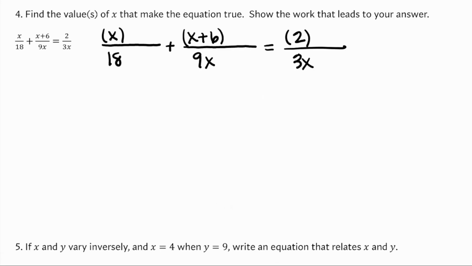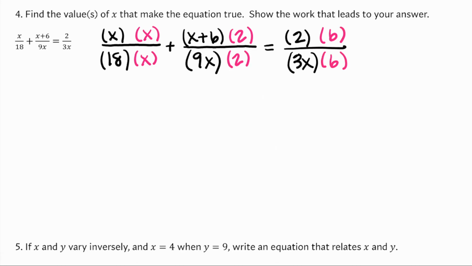And I'm going to need to multiply all this stuff by something else. I'm going to just be careful with my parentheses. And then I'm going to say, okay, what is each thing missing? All right, I'm going for a common denominator of 18x. So I need an x down here, so I got to be fair and add the x up there. 9x I would need to multiply by 2 to get to 18x. So I'm going to need 2 on both sides, and then 3x, that needs a 6. So I'd have it like that.